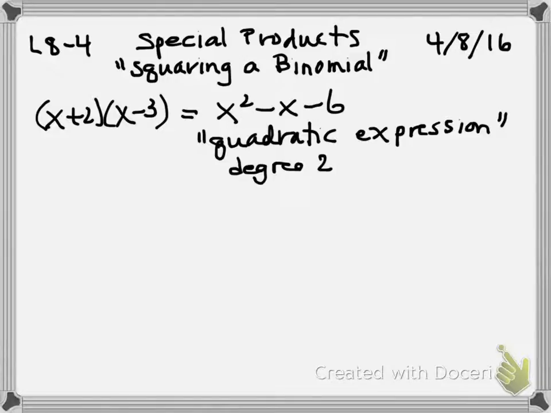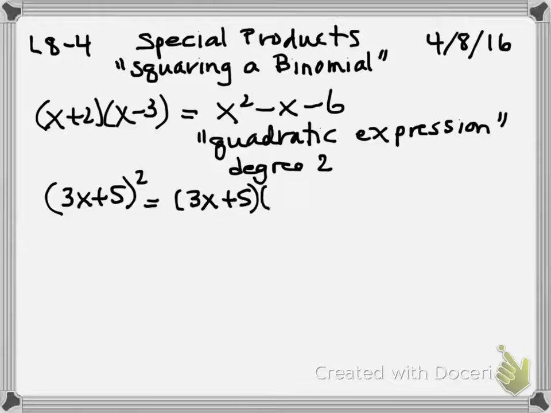So I'm going to do a couple problems, and I want to see if you can find the pattern. So we're just going to take 2 binomials that are identical, and we're going to multiply them by themselves. So basically what you're going to see is this: 3x plus 5 squared. Okay. So the first thing we would do is expand it out and write the binomial as many times as the exponent tells us to. And then we would just distribute.